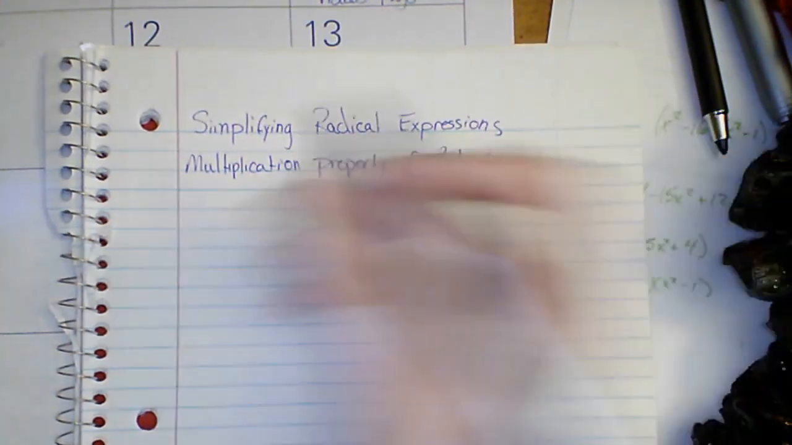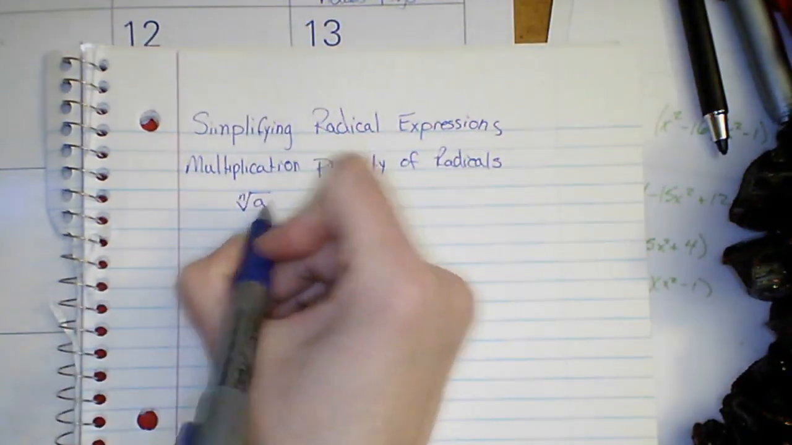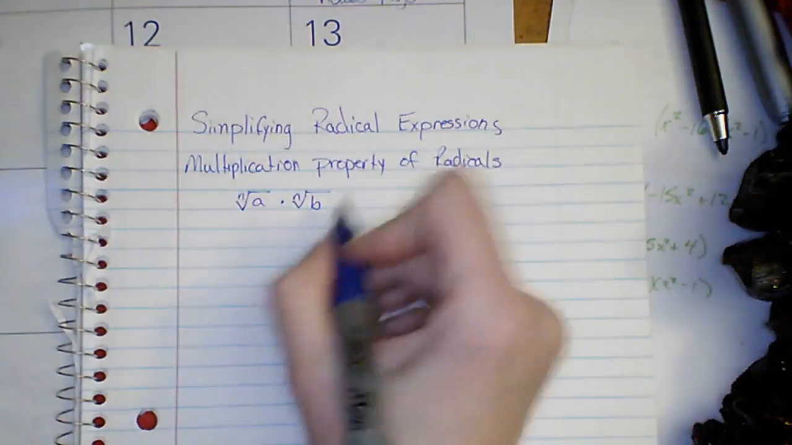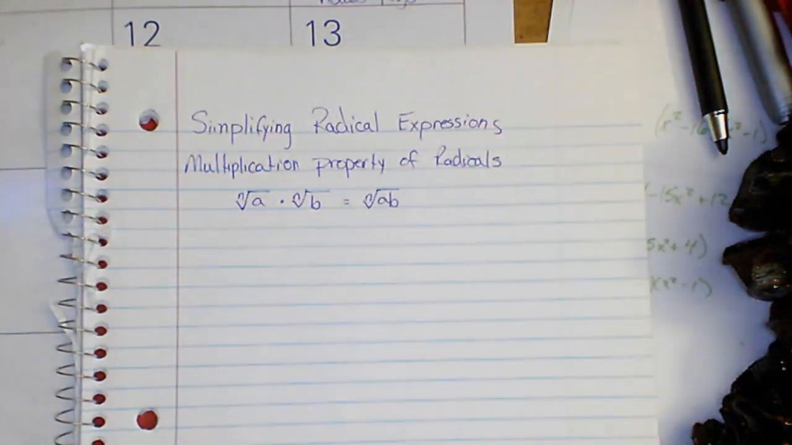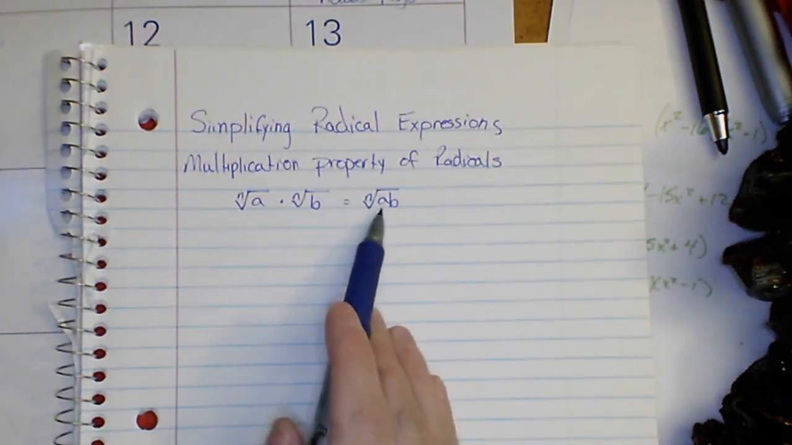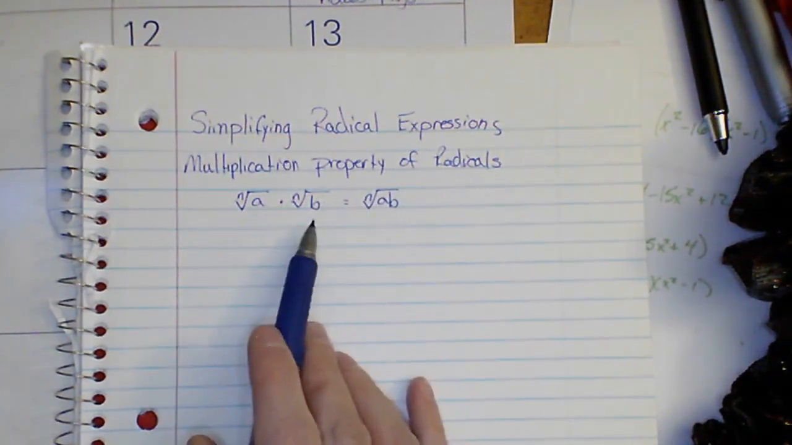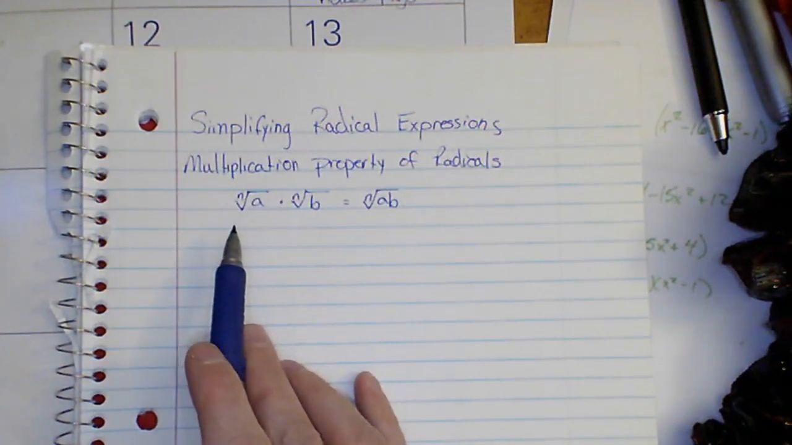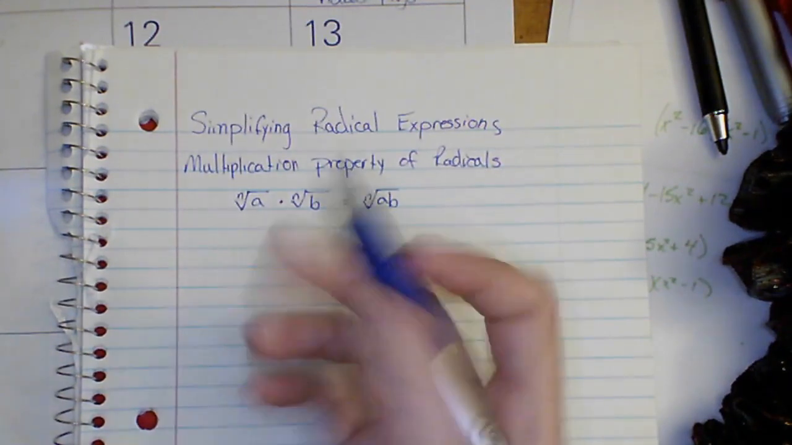This states that if you have the nth root of a times the nth root of b, and the roots are the same, then you can combine them and make them one. Or, the opposite of this, if you have two factors under a radical, then you can split them up so that you can simplify or evaluate the ones that can be evaluated.